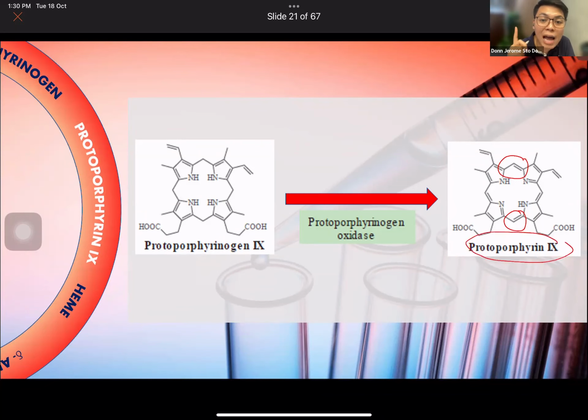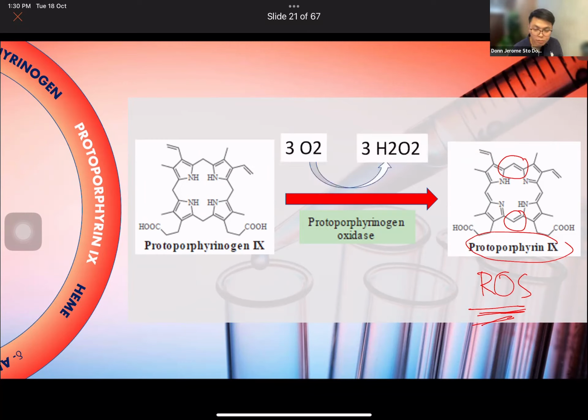are exposed to light or to UV rays, the reaction can release reactive oxygen species. Tatandaan niyo po yan, ha? Porphyrins, when exposed to UV light, can generate reactive oxygen species. And these are damaging compounds. Titingnan natin later what's the significance.